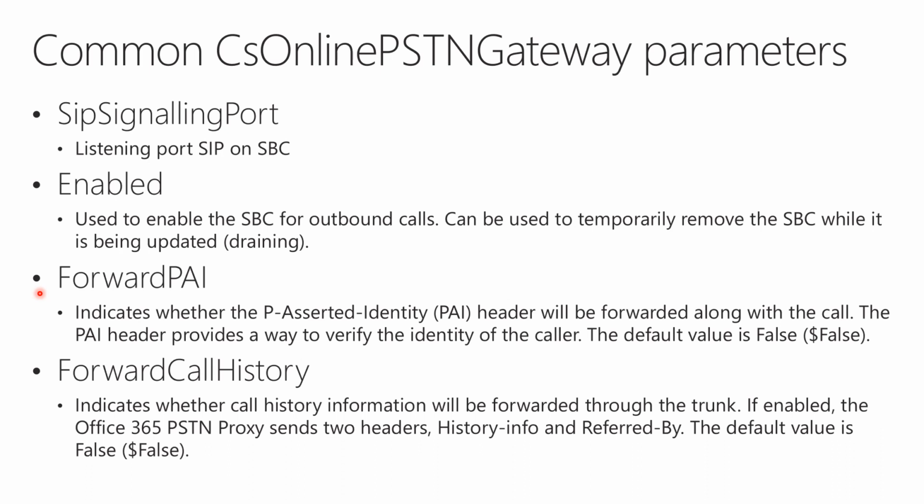This PAI header is important for providing a way to verify the identity of the caller. The default for this will be false, so if you want to use this, you need to make sure you explicitly set it to true. Likewise, you can use this forward call history parameter, which will indicate whether call history information is forwarded through the trunk. If we do set this to true, the SIP proxy that we use in the service will actually send two additional headers, the History-Info and the Referred-By headers. Again, if you want to use this, you need to explicitly set this to true because the default is false.